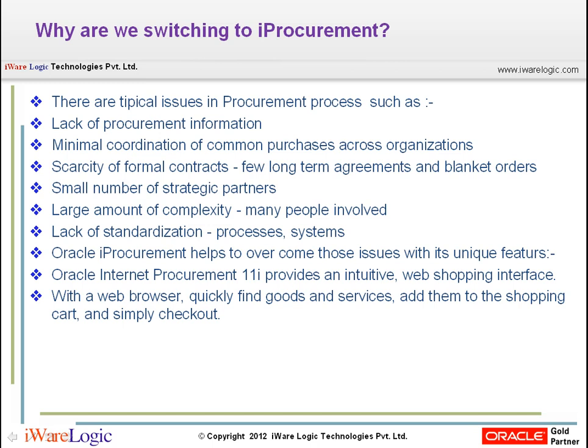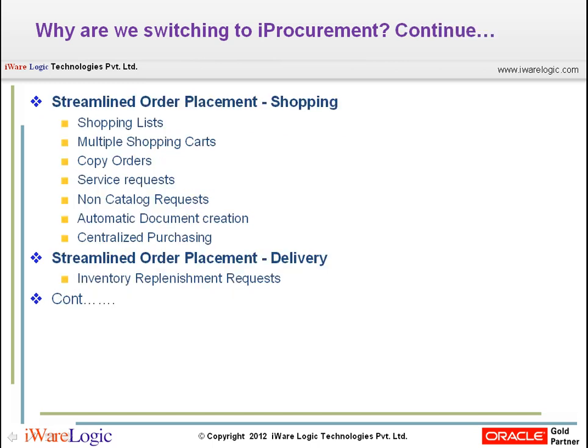Oracle iProcurement helps to overcome those issues with its unique features. Oracle Internet Procurement, that is iProcurement 11i, provides an intuitive web shopping interface. As we discussed earlier, this is a web-based technology. With a web browser, we can quickly find goods or services, add them to our shopping cart, and simply check out and create the purchase orders or requisitions using those shopping carts.